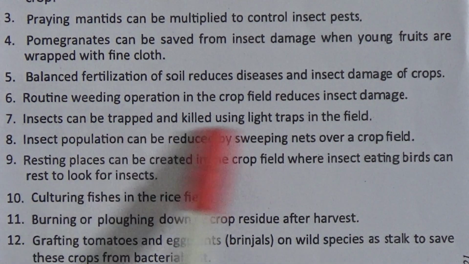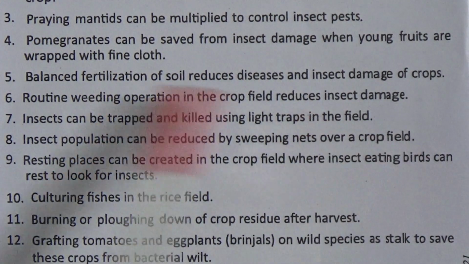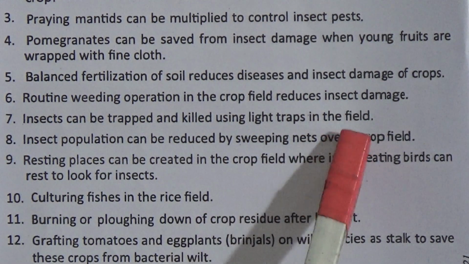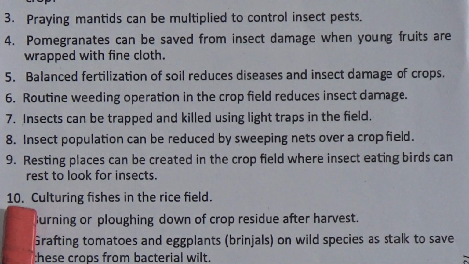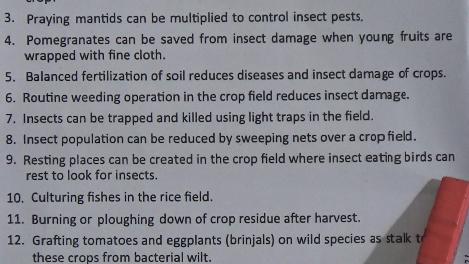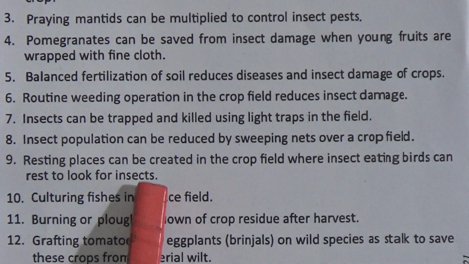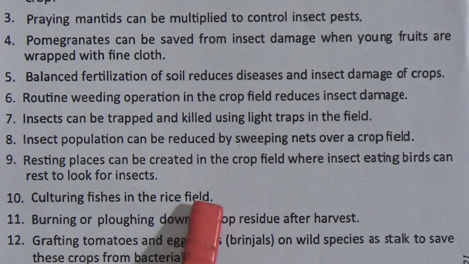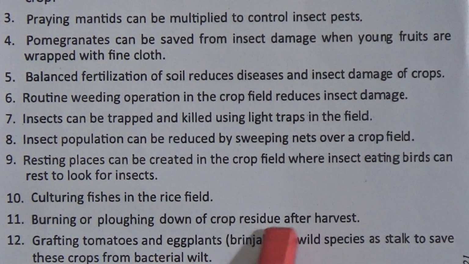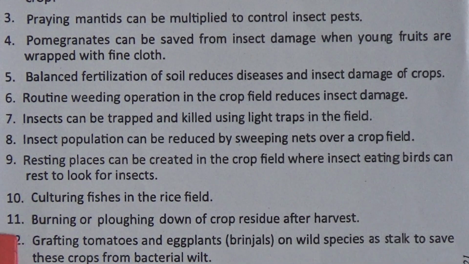Insect can be trapped and killed using light traps in the field. Insect pollution can be reduced by sweeping nets over a crop field. Resting places can be created in the crop field where insect-eating birds can rest to look for insects. Culturing fishes in the rice field. Burning or plowing down of crop residue after harvest.